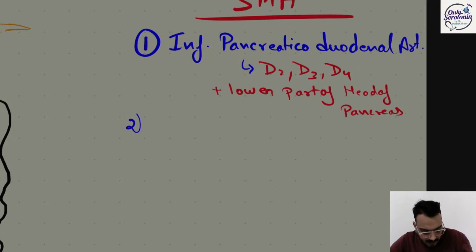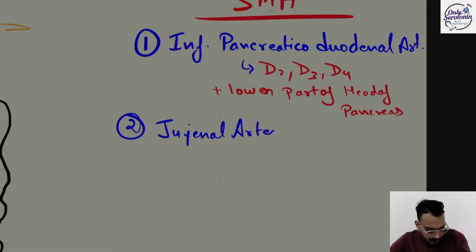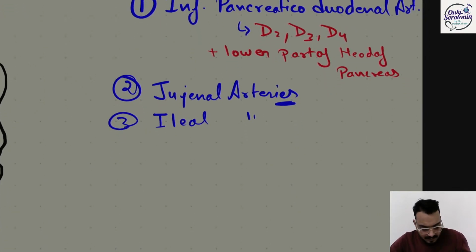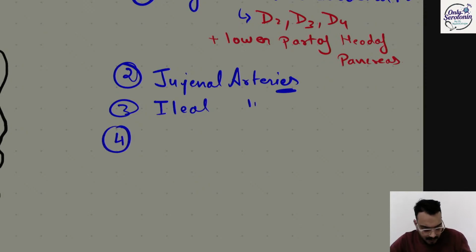What is my second artery, guys? The second artery which is going to supply will be my jejunal arteries. Arteries, guys, it is plural. The third one is ileal arteries. The fourth one will be a very important artery, and this is known as the ileocolic artery.